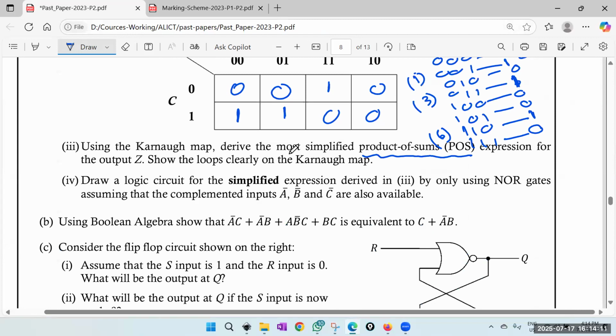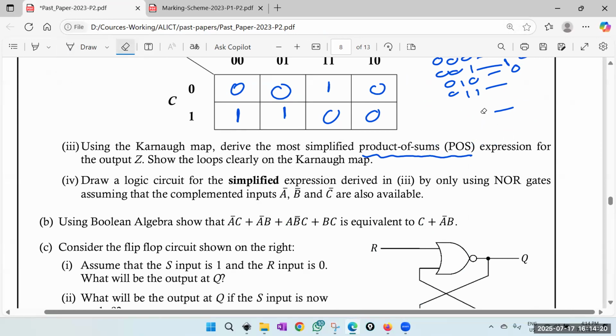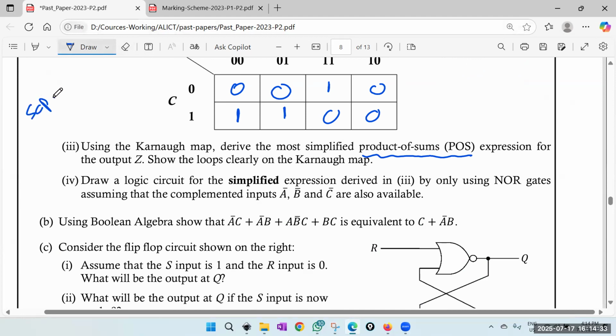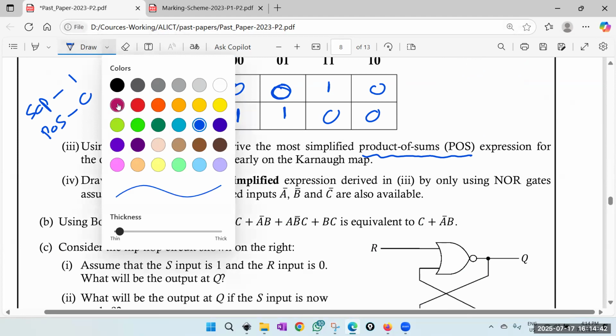So most of the time we used to do sum of product, right? But this time the examiner has asked product of sum, right? So pay attention to the question. So what you need is not SOP, it is POS. First, that means you need to mark regions of zeros, because SOP marks regions of ones. POS marks regions of zeros, right? Mark regions of zeros. So we'll mark zeros.